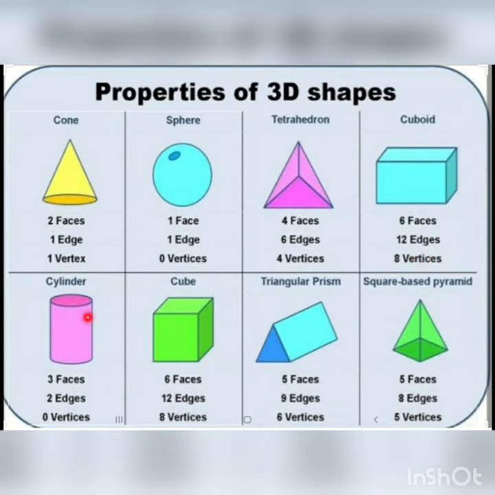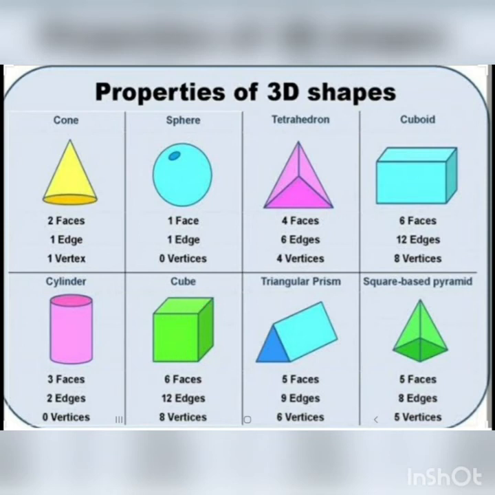Now cylinder. A cylinder is having 3 faces, that is one up, then one face down, then this curved face. So total 3 faces, 2 edges, that is one is this edge, then the other is this edge. So total 2 edges. Then there is no vertex. No vertex means that common point. Here if you see, it's not a point, it's a curve, isn't it? So that cannot be included as a vertex.